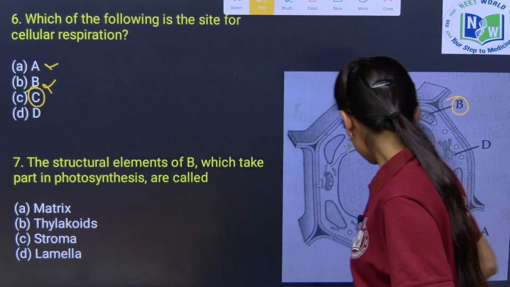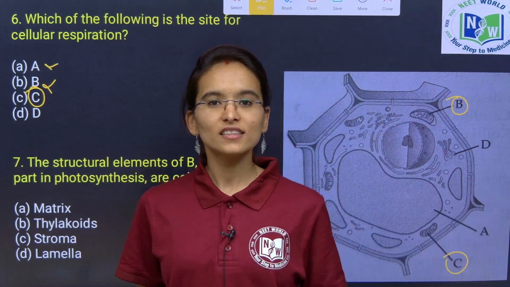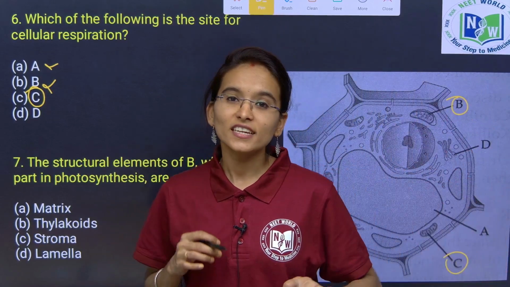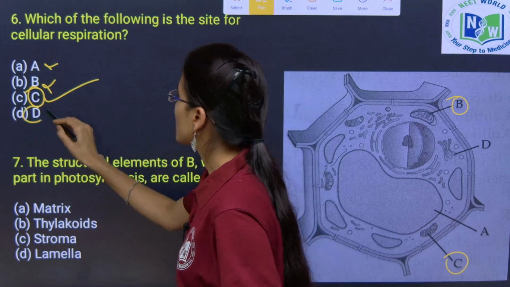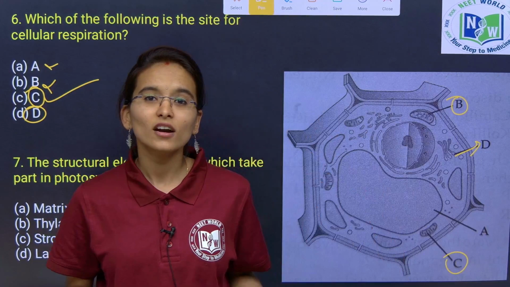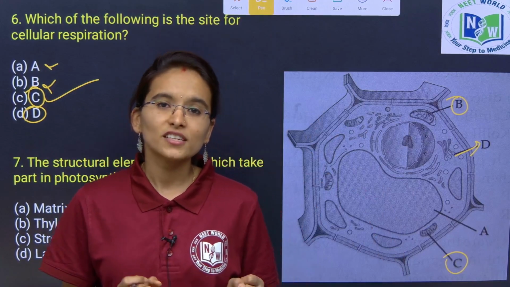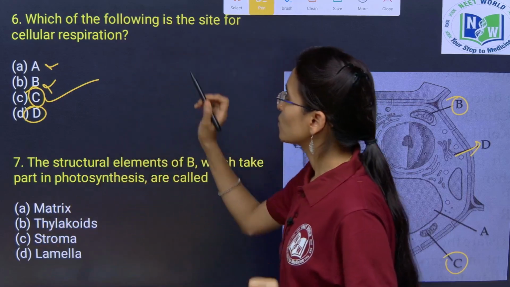And what is C, children? C is mitochondria. Mitochondria is actually involved in the cellular respiration and it will generate the energy in the form of ATP. So C is the correct option. And what is D? D is Golgi bodies. Golgi bodies are actually involved in synthesizing and modification of proteins, but it is not involved in the cellular respiration. Clear with the concept?